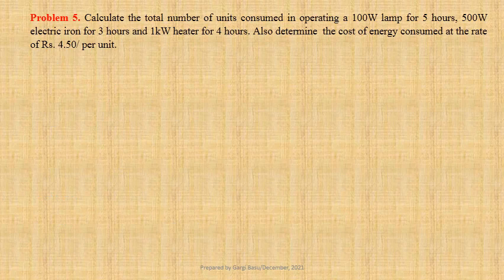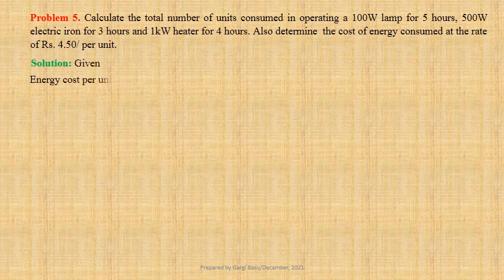We have to calculate the total number of units consumed in operating a 100-watt lamp for 5 hours, a 500-watt electric iron for 3 hours, and a 1 kilowatt heater for 4 hours. We also have to compute the cost of energy consumed at the rate of rupees 4.50 per unit. Let us first write down the given data.